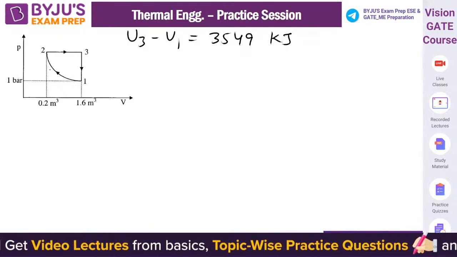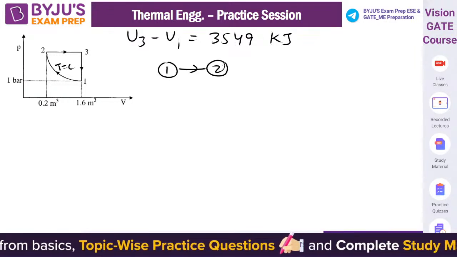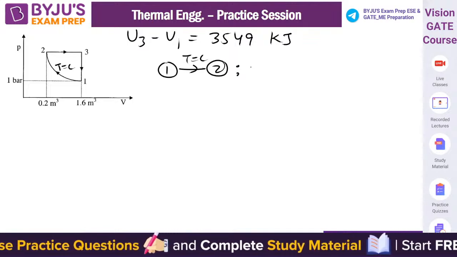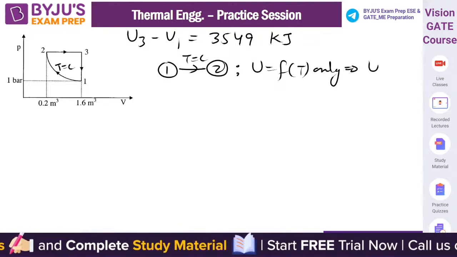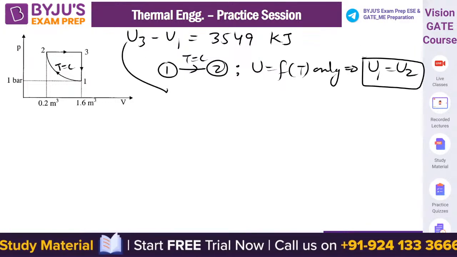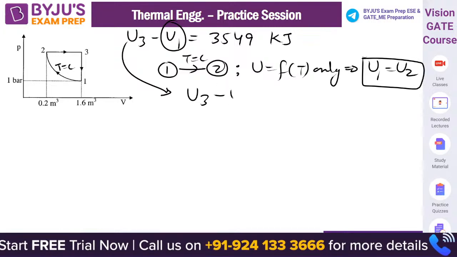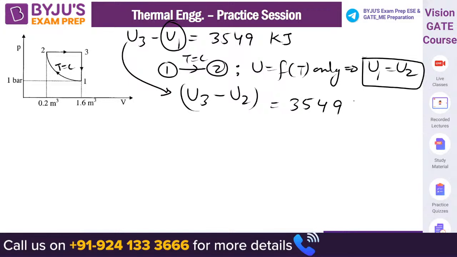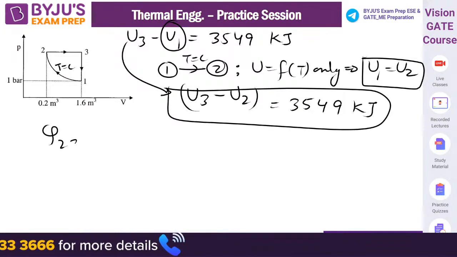Now because 1 to 2 is a constant temperature process, and for an ideal gas U is a function of temperature only, can we say U1 is equal to U2? So U3 minus U1 can be written as U3 minus U2. So U3 minus U2 is equal to 3549 kilojoule.